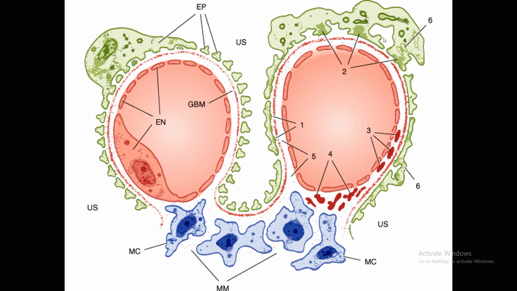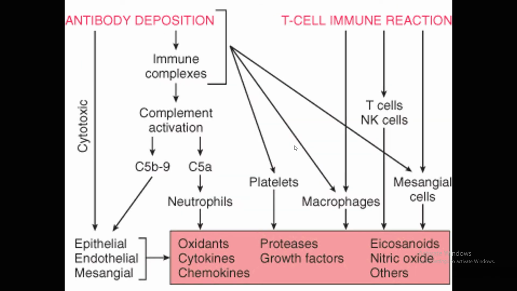This subepithelial deposition will cause another syndrome, the nephrotic syndrome. To summarize, the immune complex deposition will activate the complement, forming membrane attack complex, thus exerting cytotoxic effect on all cells, and also releasing C5a, the factor recruiting neutrophils, and triggering an inflammatory reaction with release of inflammatory mediators.